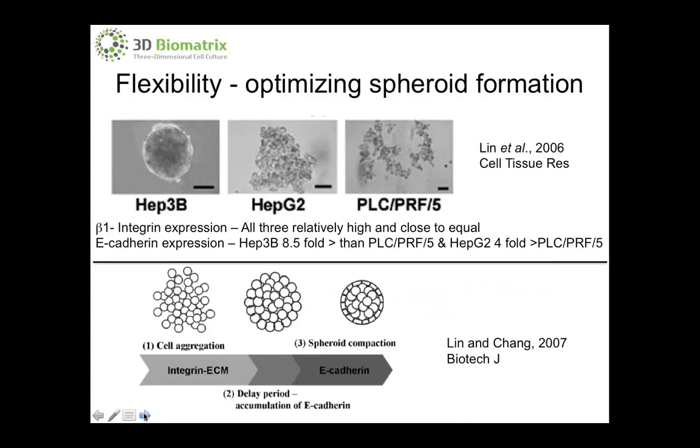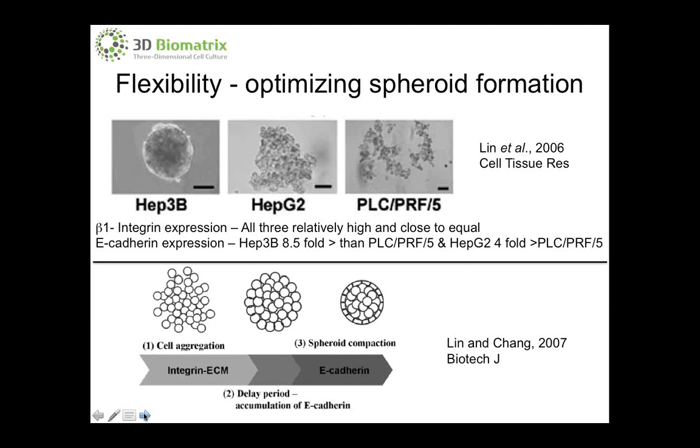So this slide illustrates the flexibility of the hanging drop plates and the ability to optimize spheroid formation. About 50% of cancer cell lines spontaneously form spheroids. And the top set of figures is from a paper where the authors determined some of the innate cellular properties that influence spheroid formation. So what you see, there are 3 types of hepatocellular carcinoma cells, and they really demonstrate the different types of spheroids that are naturally formed by cells. The Hep3b form a very tight spheroid, Hep-G2 form aggregates, and the PLC cells really don't form spheroids at all.